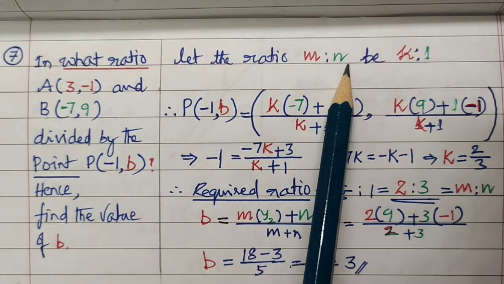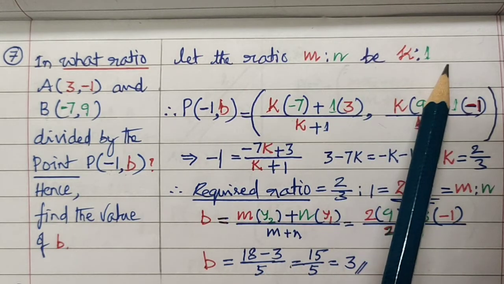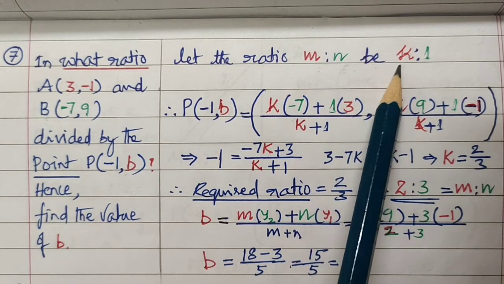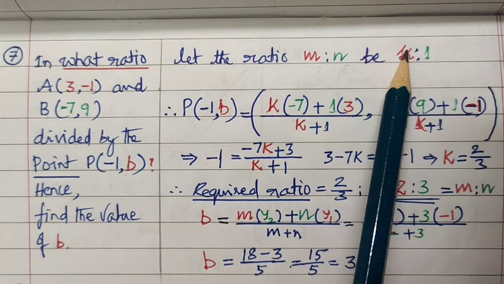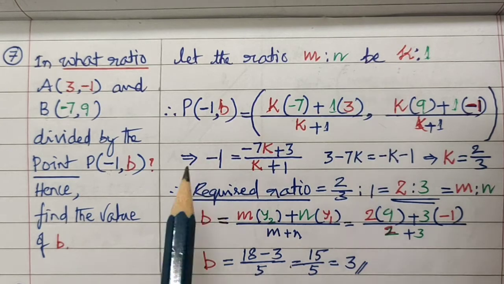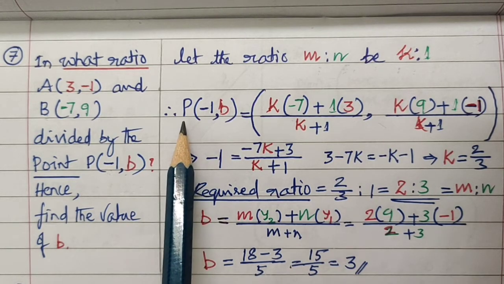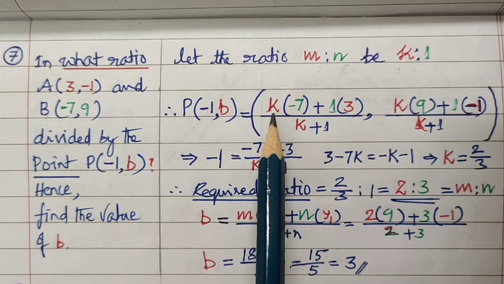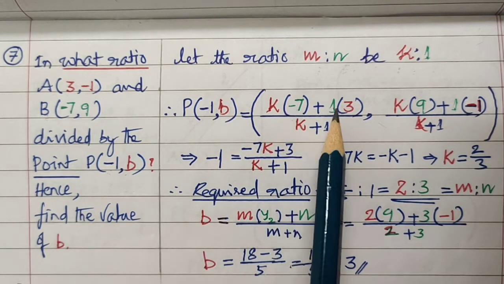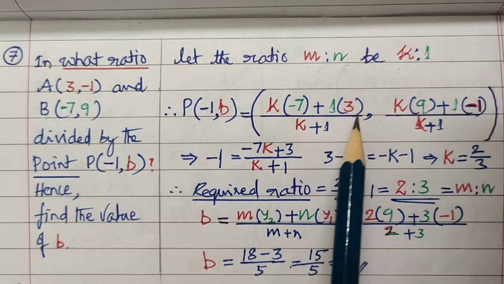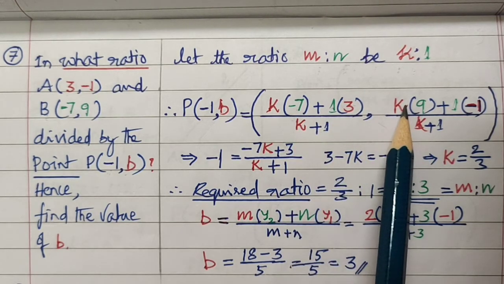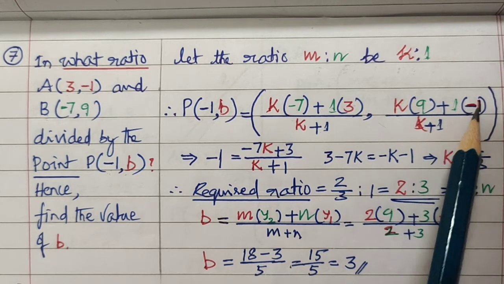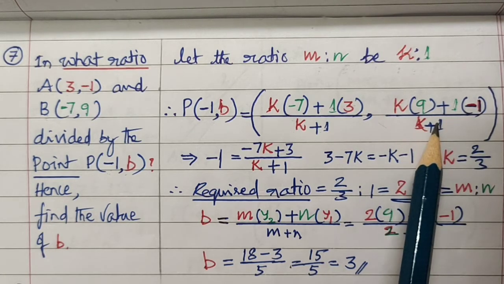Let the ratio be m is to n, or k is to 1. Whenever you want to find the ratio, take it as k is to 1, one variable, so that it can be easily found. We know the formula for the point P(x, y): x = (m x2 + n x1) / (m + n), y = (m y2 + n y1) / (m + n).